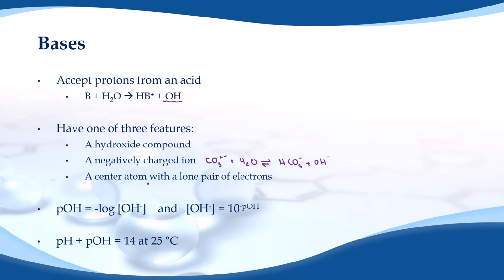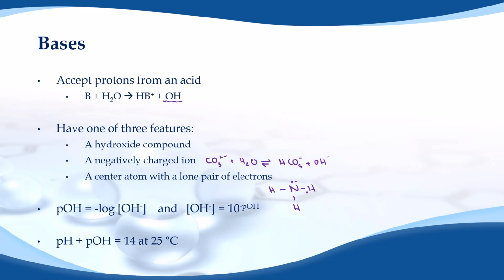The third feature is molecules with center atoms that have lone pairs. This is the reason why most nitrogen-based compounds are bases. Right? Ammonia is a base because if I have ammonia, NH3, ammonia has this lone pair on the nitrogen, which can just so happen to bond with a free proton. Right? So you'll generally see bases have one of those 3 qualities.